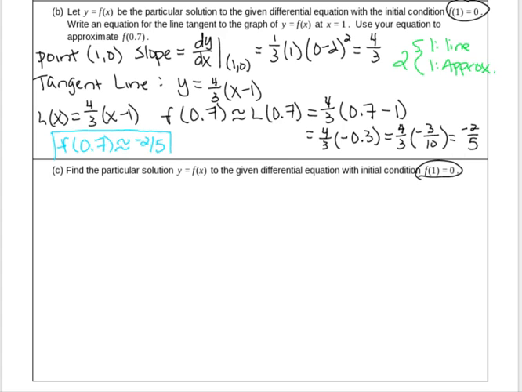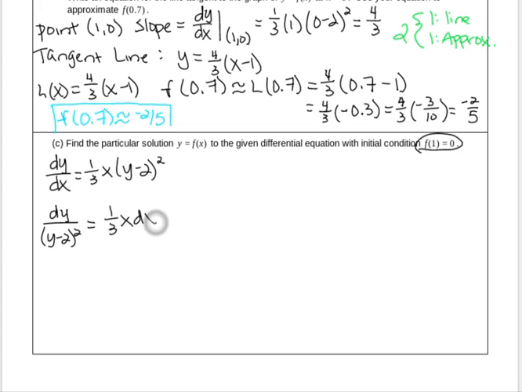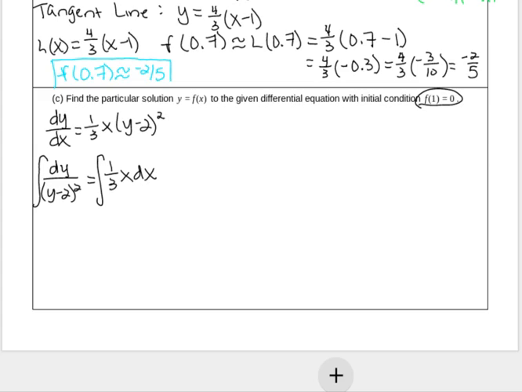And finally, we're just going to solve this differential equation with our particular solution of (1, 0). So we're going to start out by writing our differential equation, which is dy/dx equals 1/3 x (y minus 2) squared. We need to separate the variables first. So we're going to get dy over (y minus 2) squared equals 1/3 x dx. We divided by that (y minus 2) squared and multiplied by dx. And we can put in our integral symbols now.